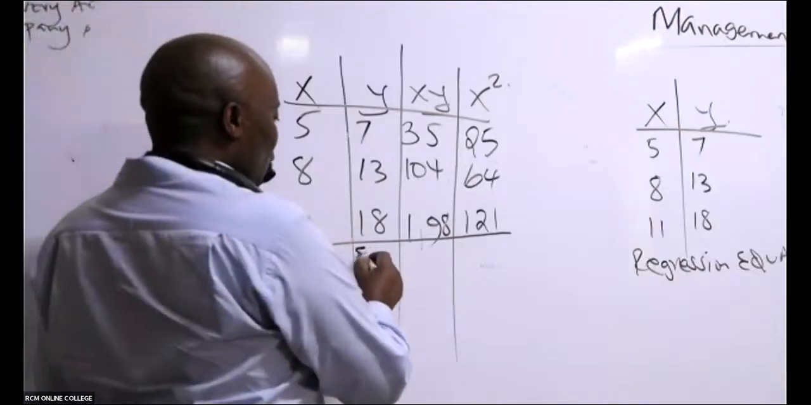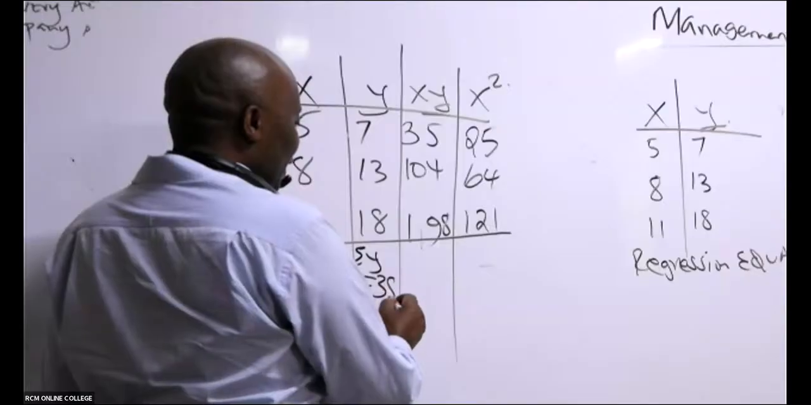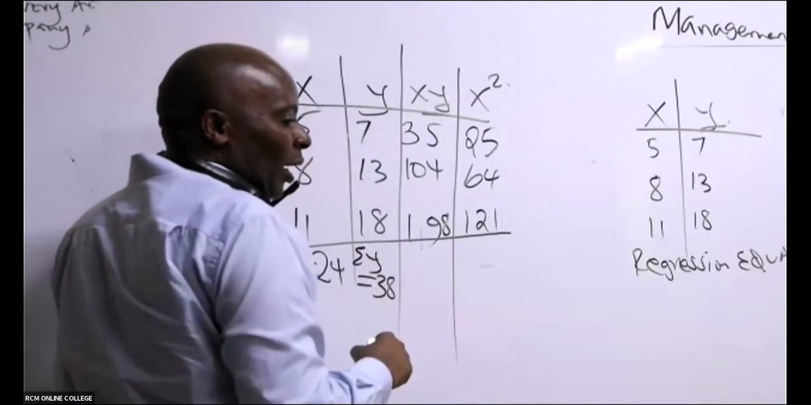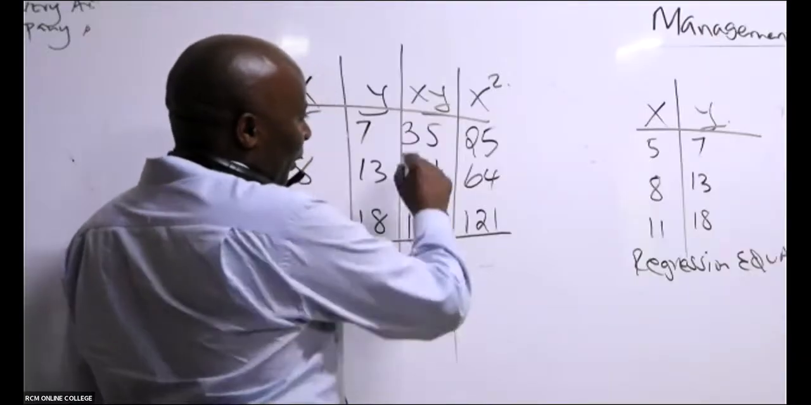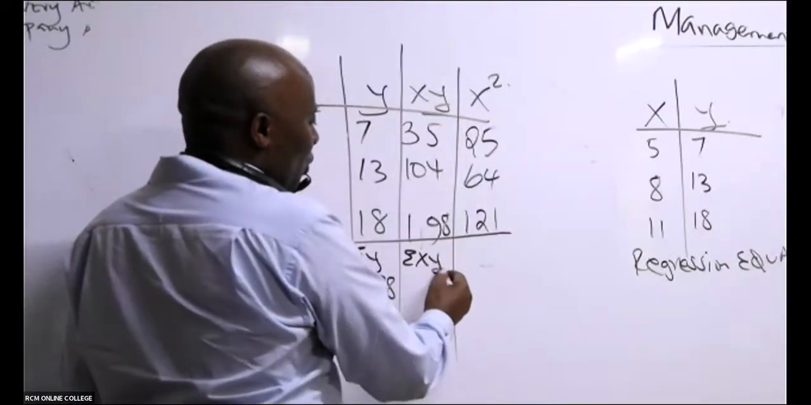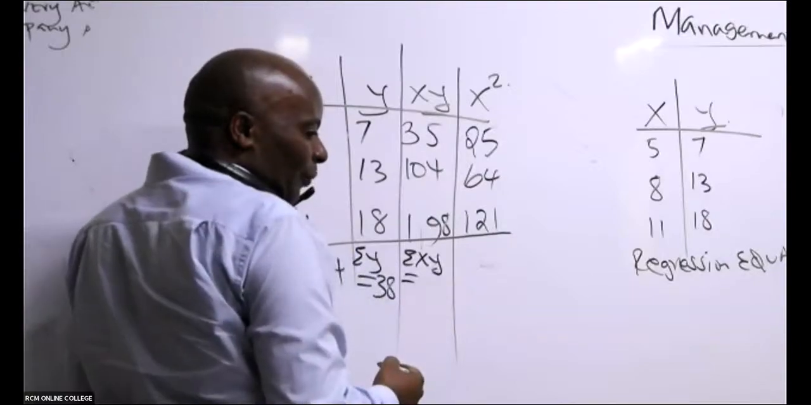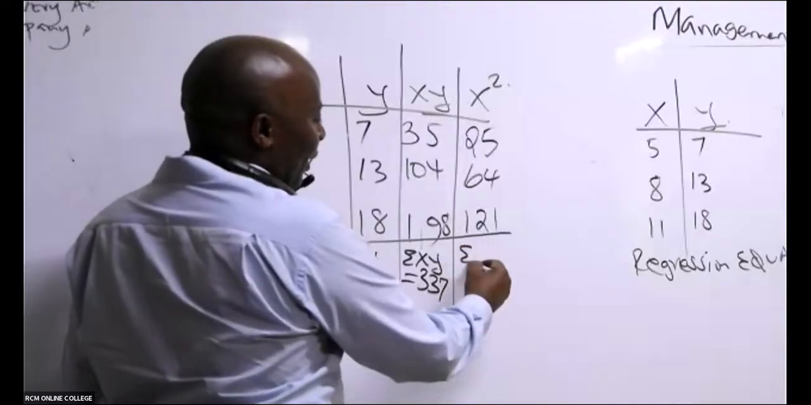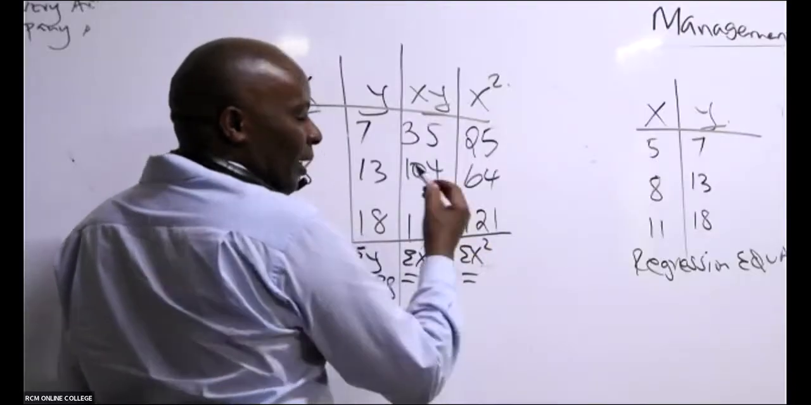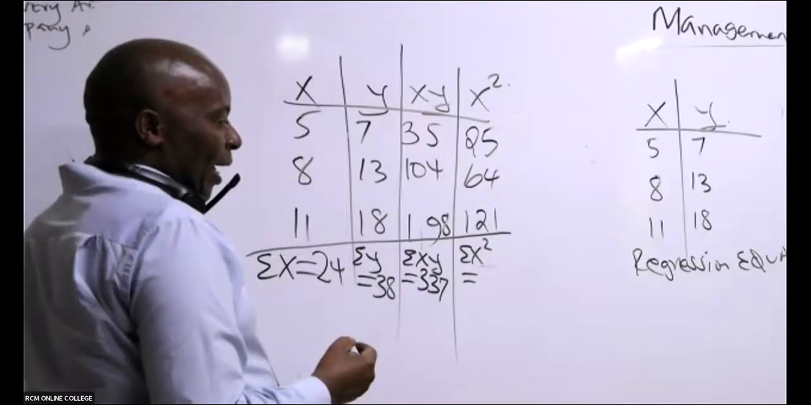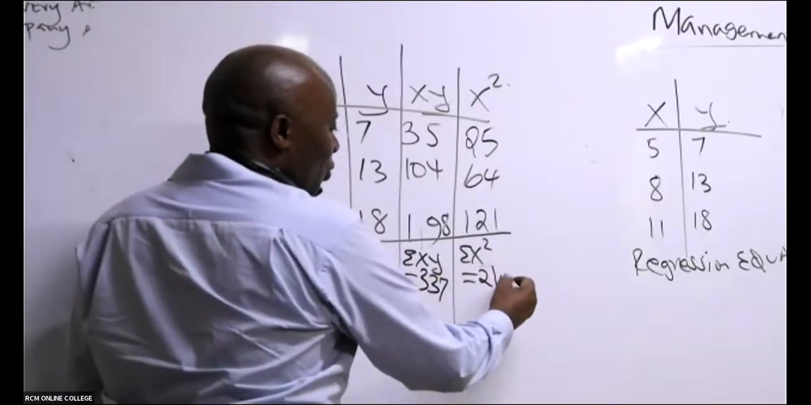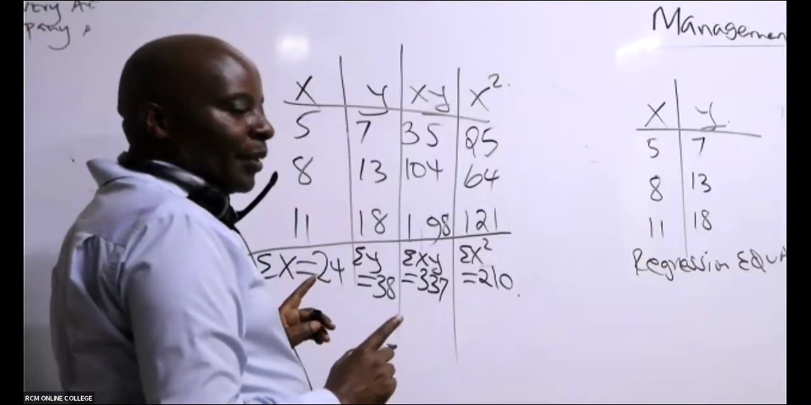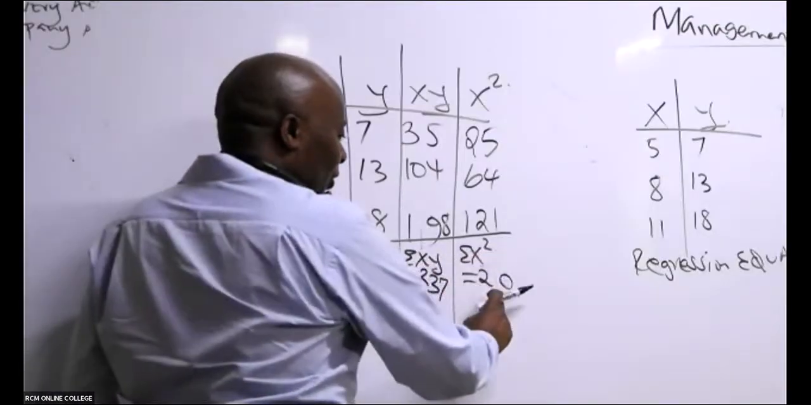Summation of Y is, I'm told, 38. How about summation of XY? 35. So summation XY will be equal to 337. Please write those summations like that. Summation of x squared, 210. Please add using your calculator. 210, eh?